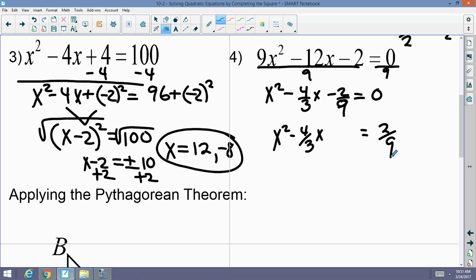This is going to be a very fraction-intensive question. So please pay attention. Please ask questions. What's my b here, guys?